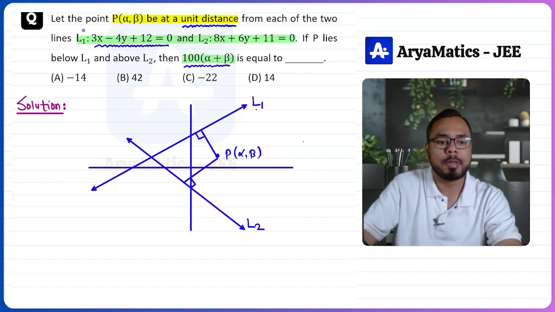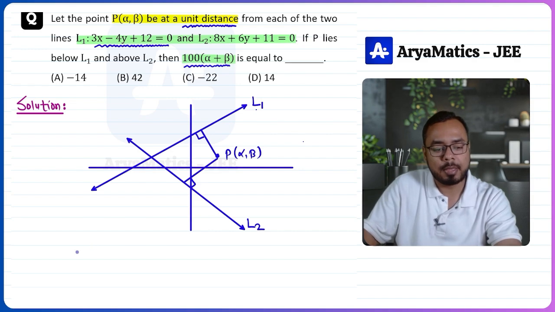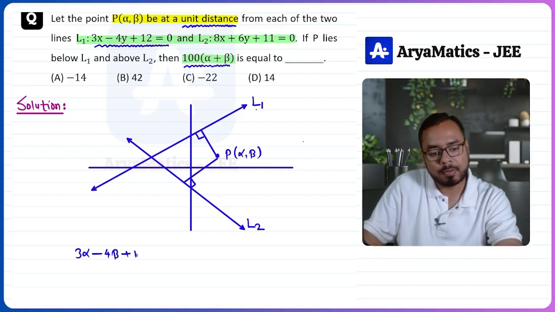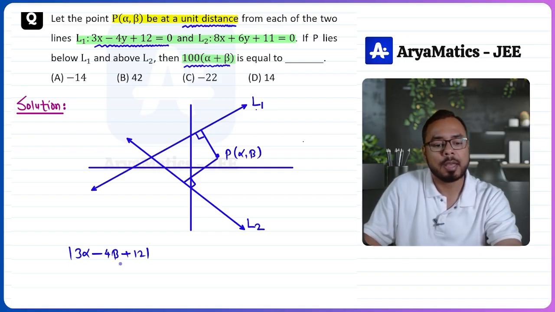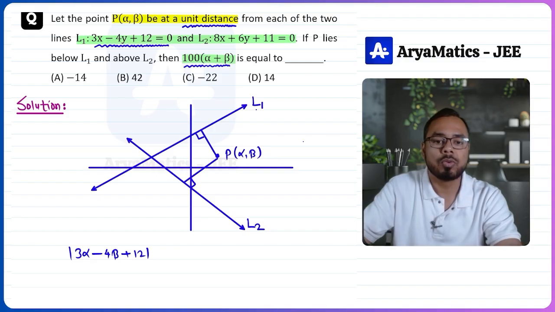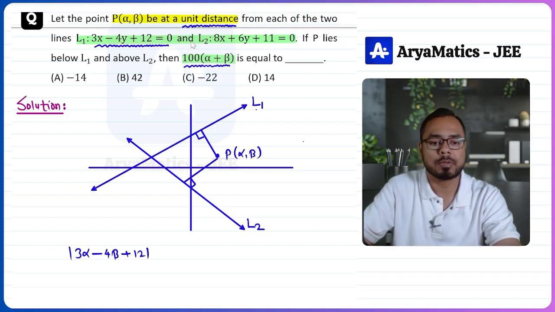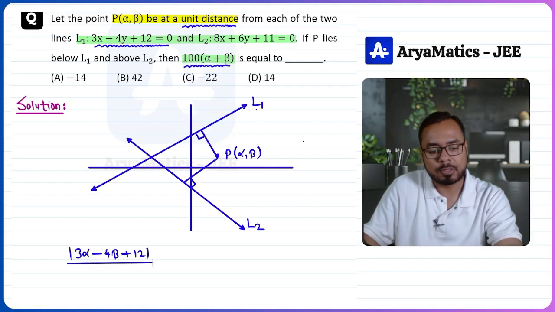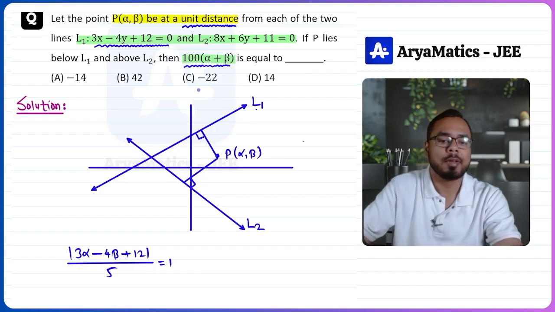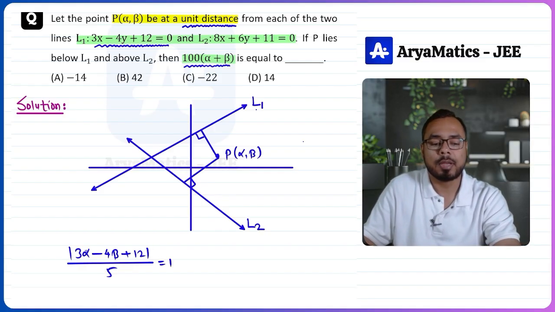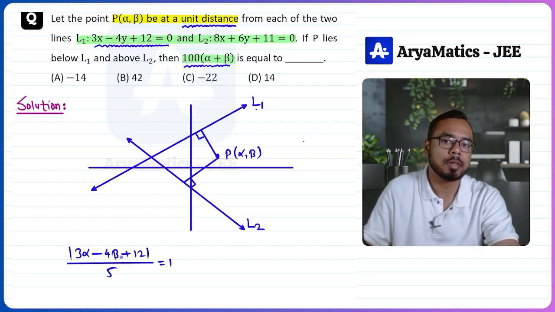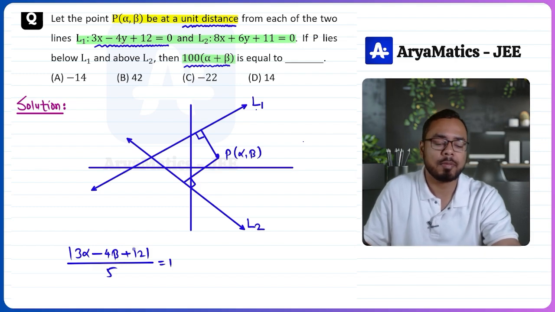Now the distance of point P from line L1 will be modulus of (3 alpha minus 4 beta plus 12), divided by root over 3 square plus 4 square. So that will be 5, right? So this thing divided by 5 will be 1 unit. And similarly, we'll get another equation using the distance of point P from line L2. Now here the important concept is how to remove the modulus sign, because if you remove modulus with plus minus sign, then you will get four different cases, right?